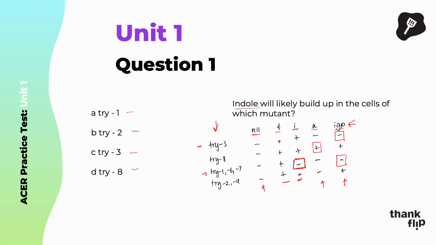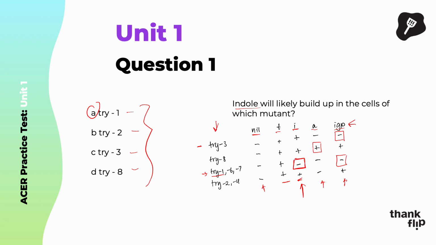So that's just interpreting the table there, but in terms of question 1, this was the most important information, and that's how we derive the answer: try 1 out of these 4 options is going to be the mutant that has a buildup of indole.